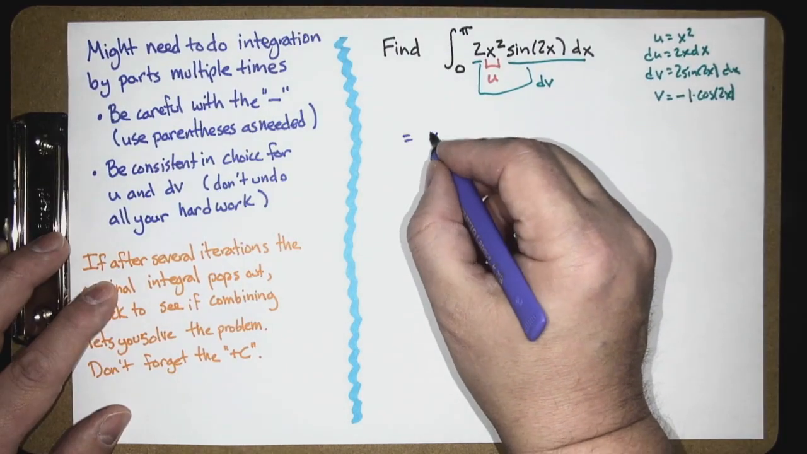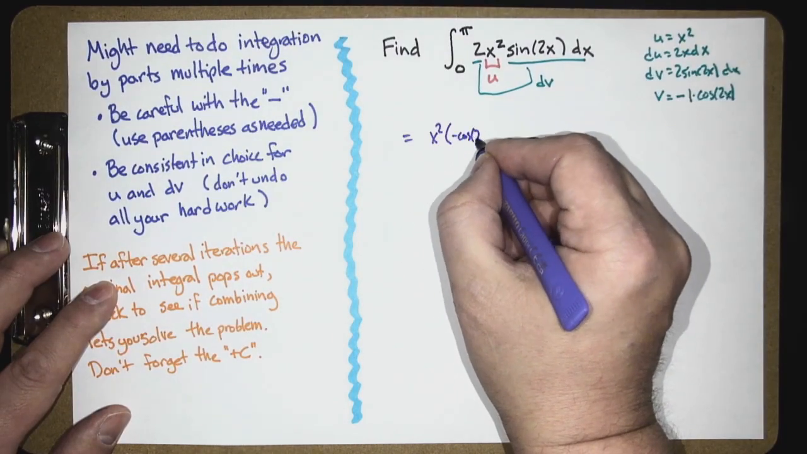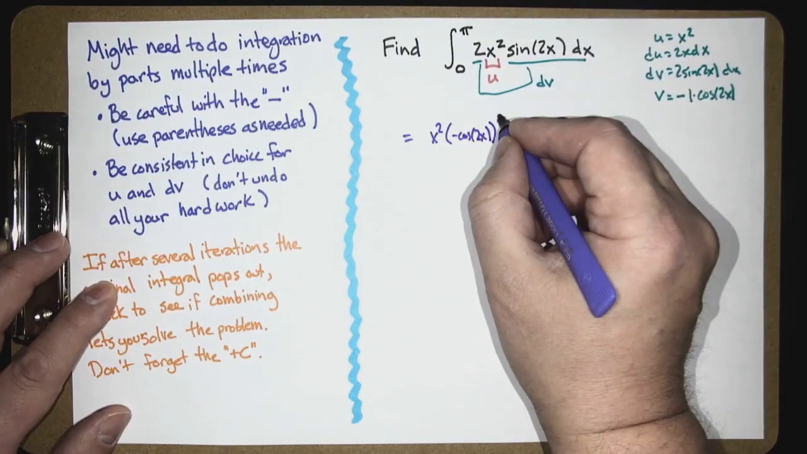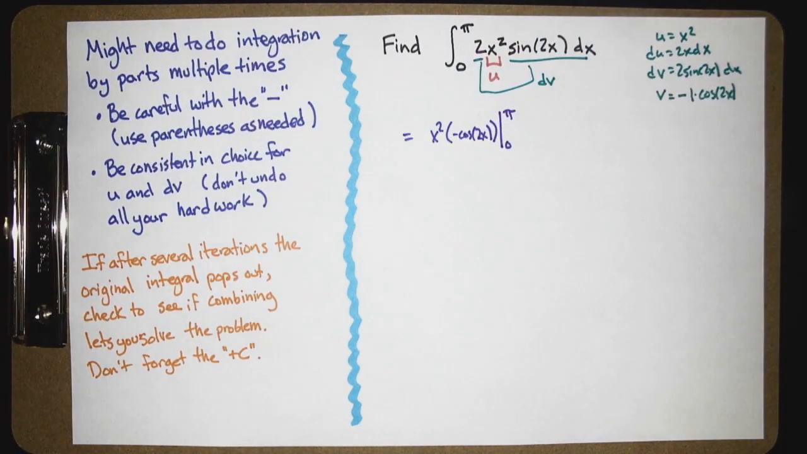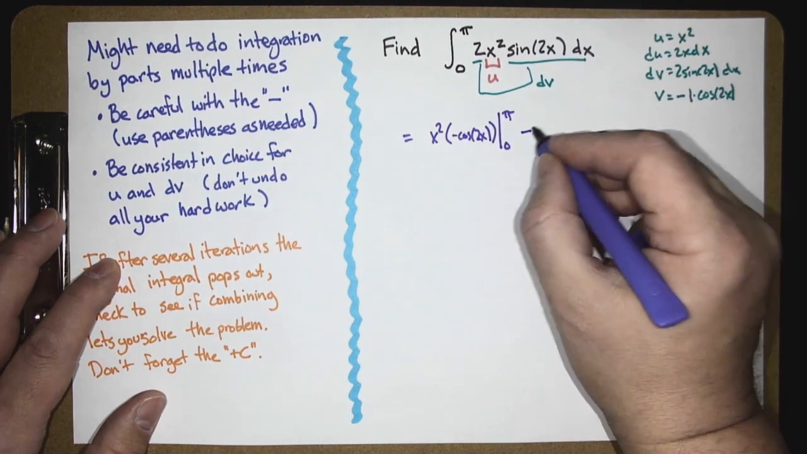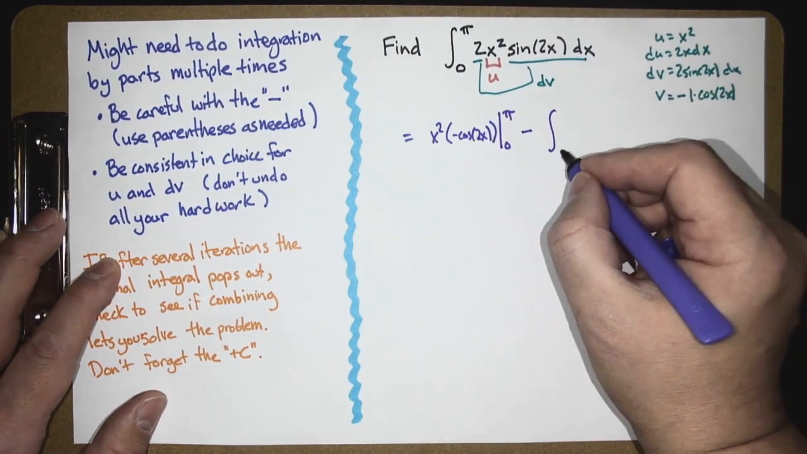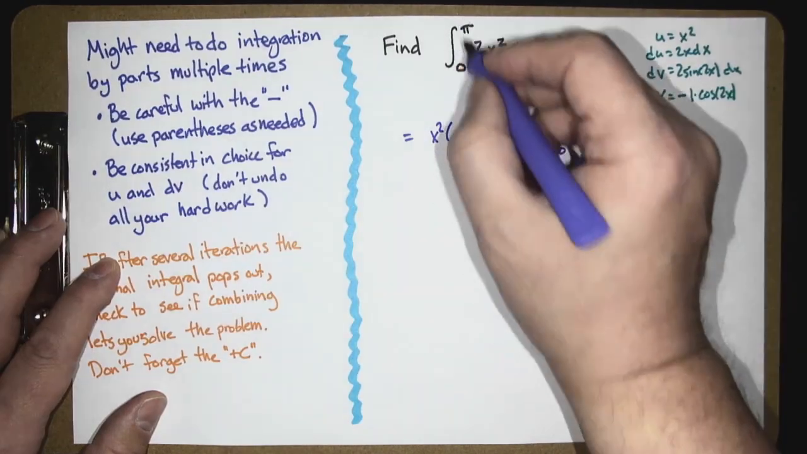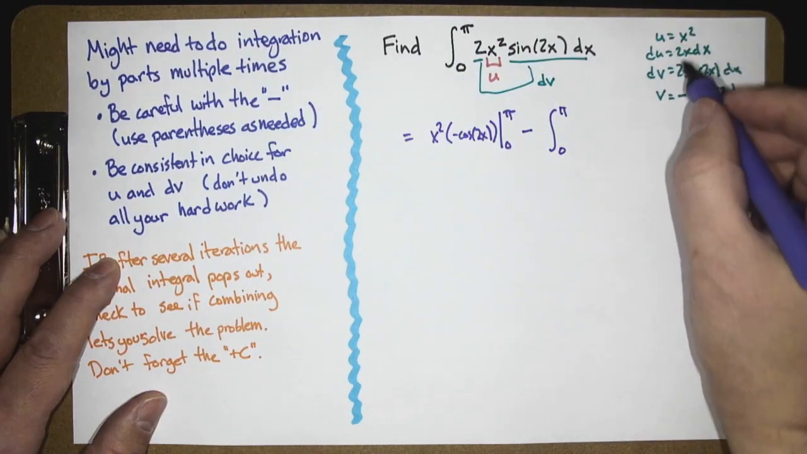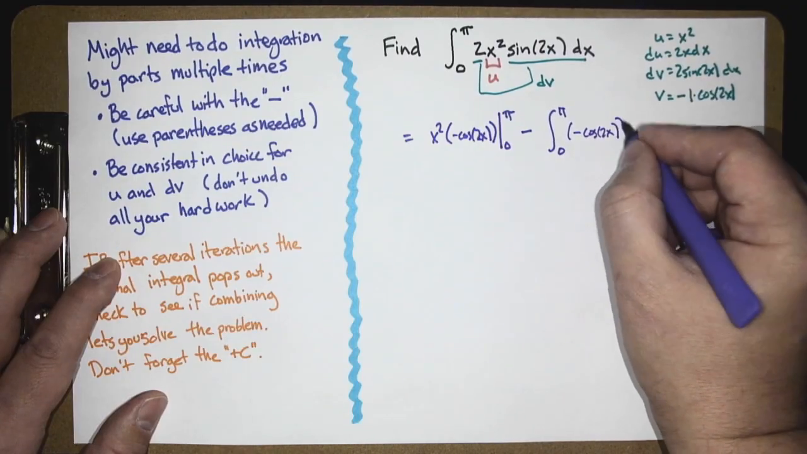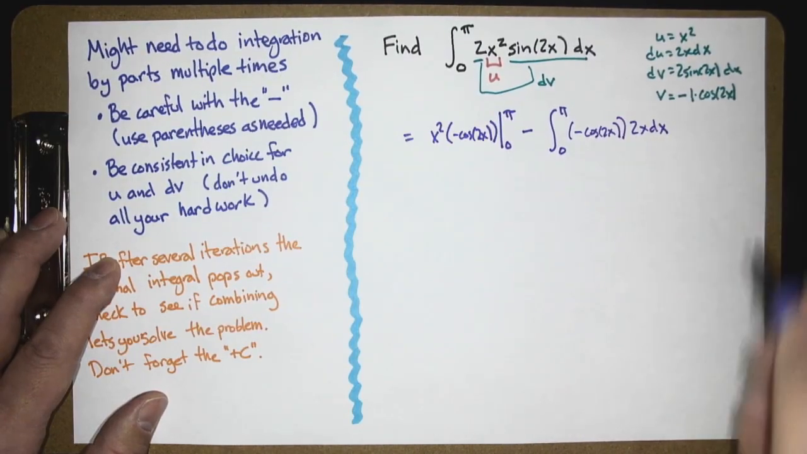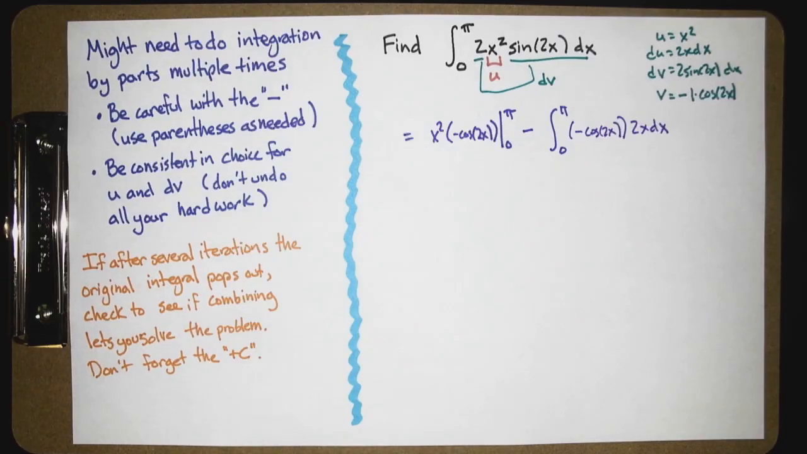All right, so according to integration by parts, this will become u times v. So we have x squared times minus cosine 2x, and we evaluate 0 to pi, because this is a definite integral, so we need to do our evaluation. Minus the integral from 0 to pi, again a definite integral, of v du. So a minus cosine 2x times 2x dx. All right. Is it simpler?